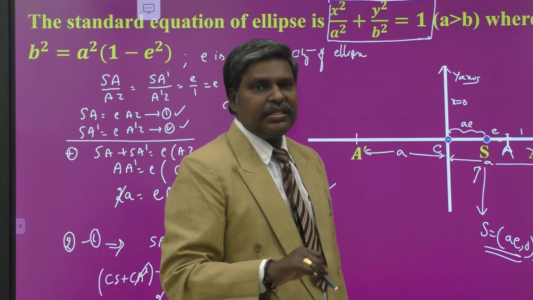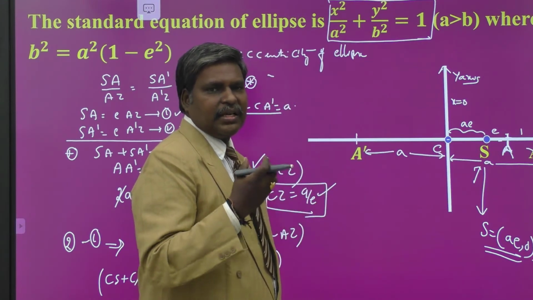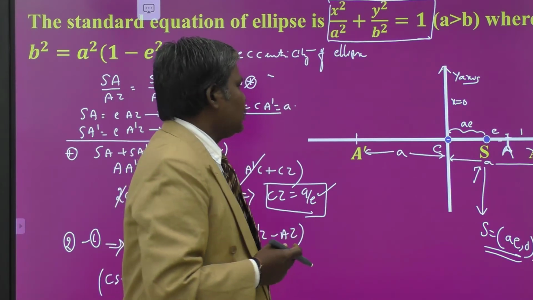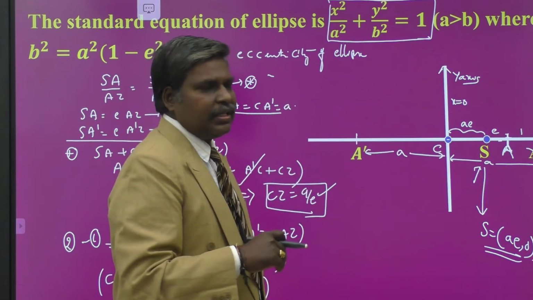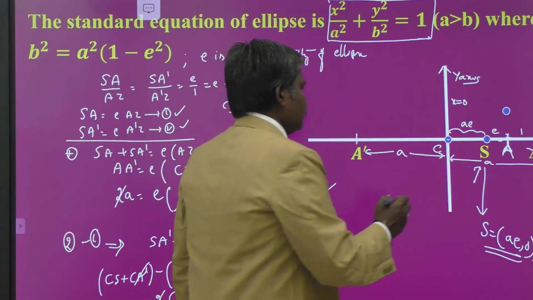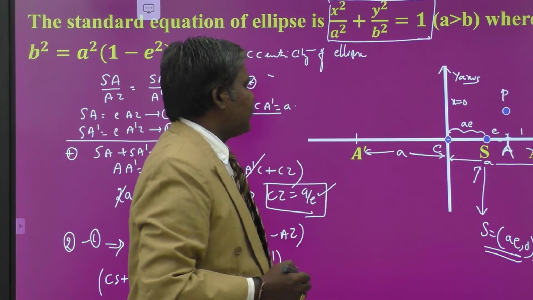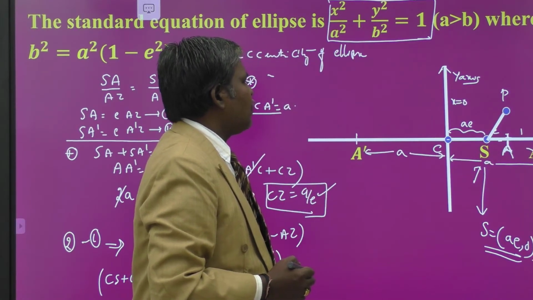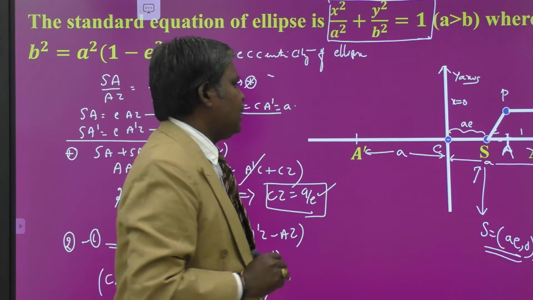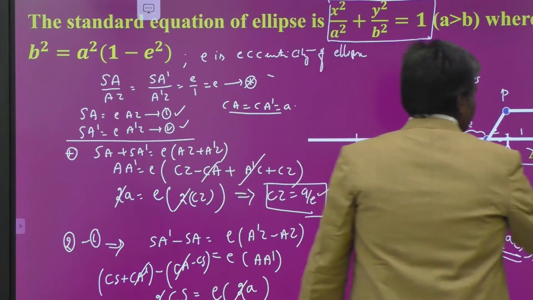Its eccentricity is E. Once you have focus, directrix, eccentricity, can you write the equation of the ellipse or not? Yes. You choose any point on the ellipse. Let P be any point on the ellipse. By definition, SP by PM is equal to E. Okay. Now I am going to erase this one.